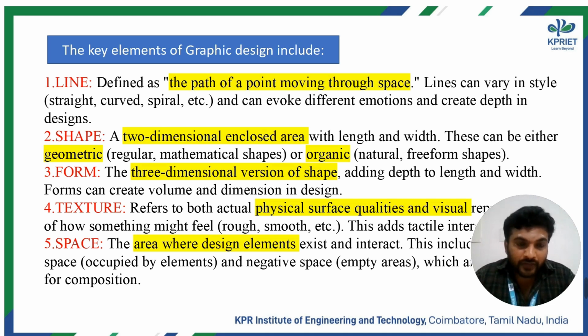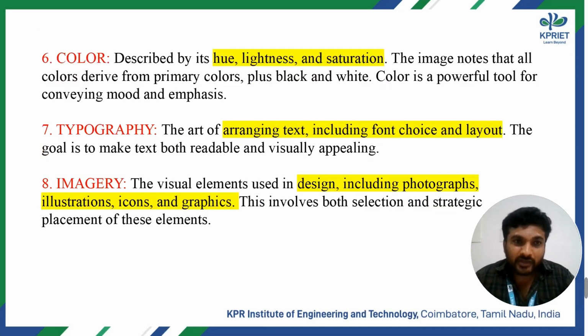Then texture refers to both actual physical surface quality and visual response, how something might feel, for example rough, smooth, etc. Space: the area where the design elements exist and interact. This includes space occupied by the elements or negative space, empty areas which can be used for the composition. Colors. Color is described by its hue, lightness, and saturation. This image notes that all colors derive from the primary colors plus black and white. Color is a powerful tool for conveying mood and emotion.